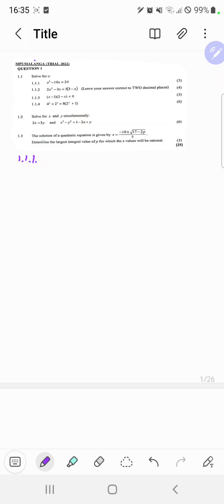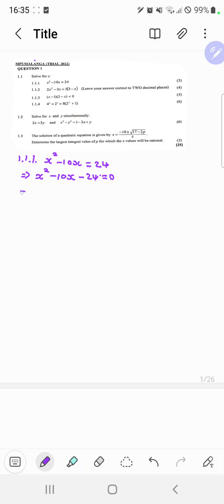1.1.1, we are given a quadratic here, x squared minus 10x equals 24. Okay, so this trinomial is not in standard form, so you always arrange it so that it is in standard form before you can start working. So we transpose the 24 to the other side, and then we leave 0 on the one side. Now it's in standard form.